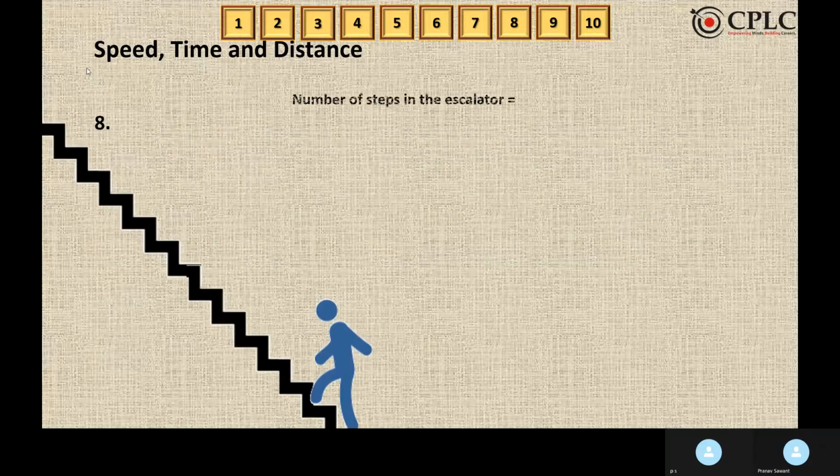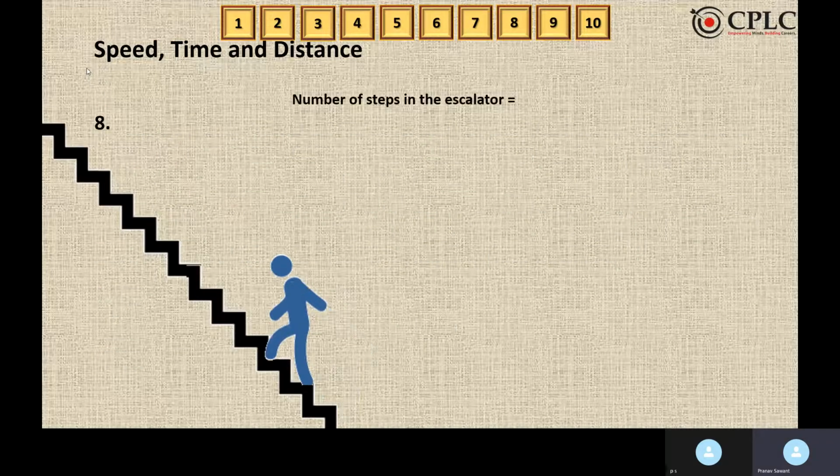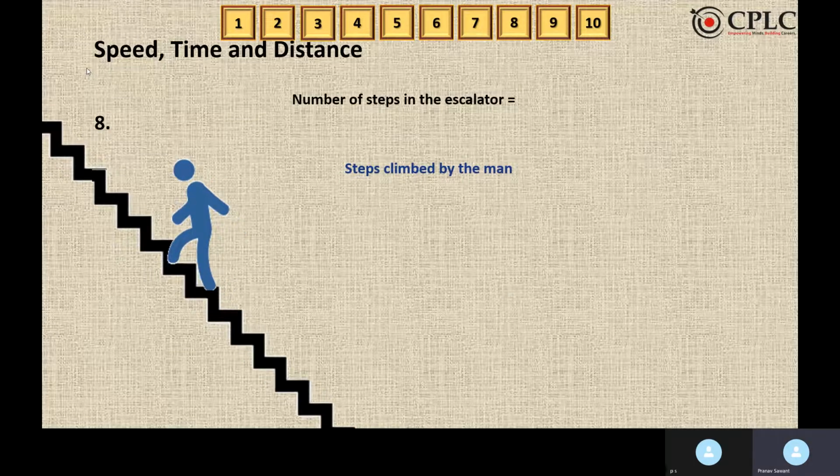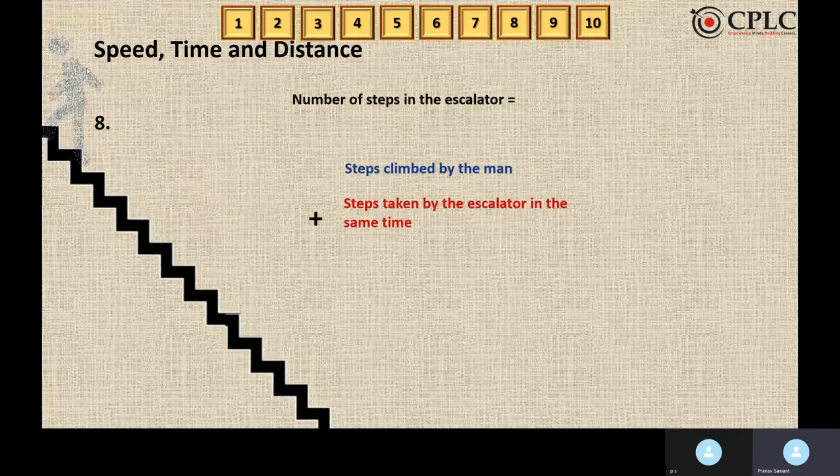Now, number of steps in the escalator is equal to steps climbed by the man plus steps taken by the escalator in the same time.